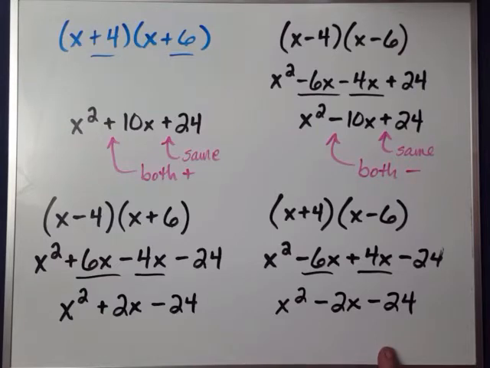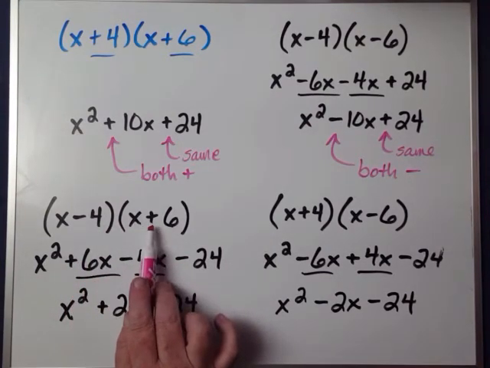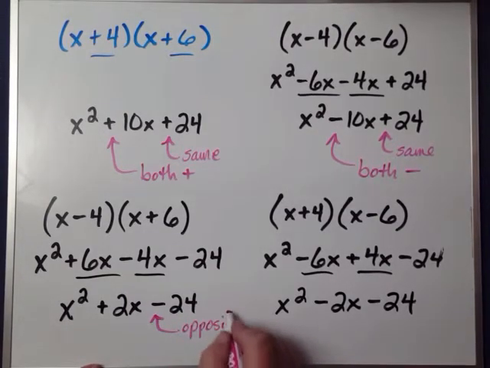Down here at the bottom, to get a negative 24, what had to be true? My two signs here had to be opposites. If this is negative, then I know I'm looking for two numbers of opposite sign.